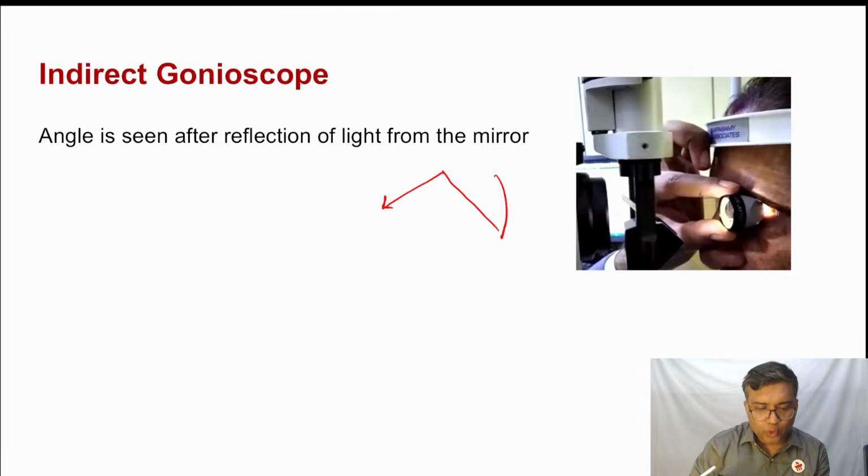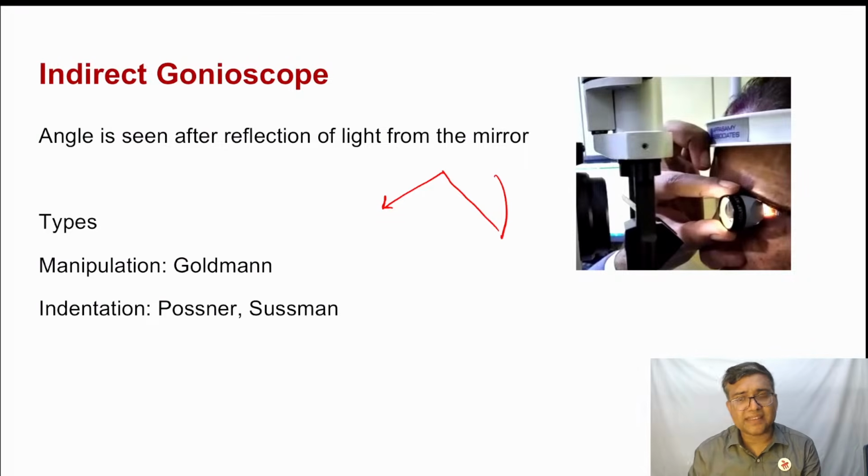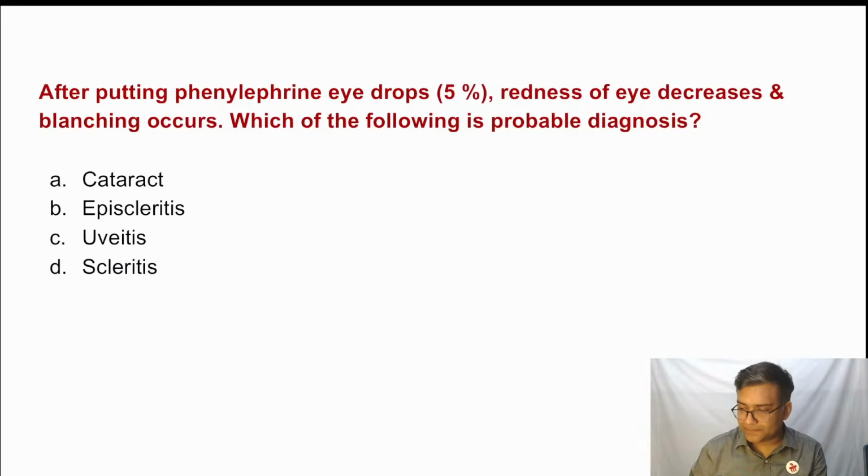And these are of two types. Either you can do a manipulation or an indentation. Do not go into details of what manipulation and indentation are, but remember the lenses are the Goldmann lens and the Posner-Schlossman lens. The lens which I am using here is the Posner-Schlossman lens, with which I am doing an indirect gonioscopy here.